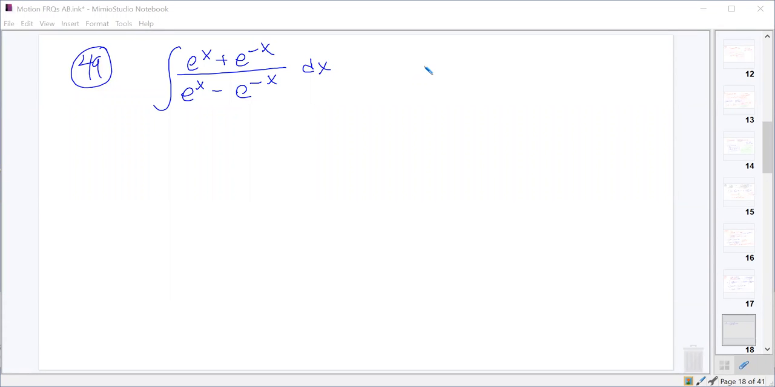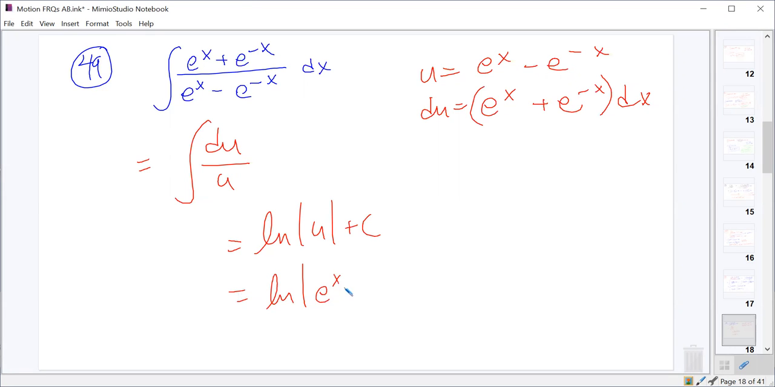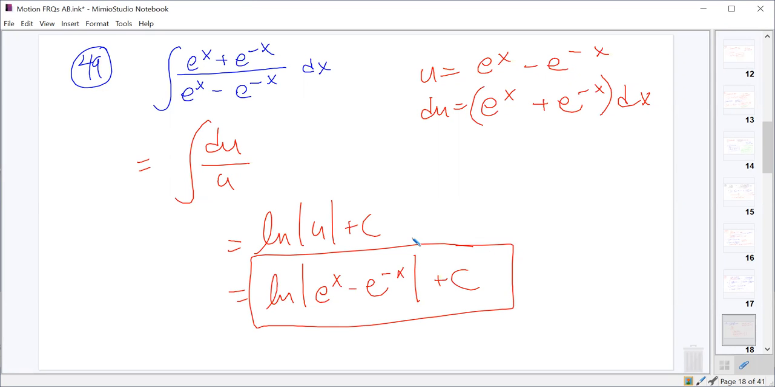U sub. Yeah, we're going to do a u sub: u equals e to the x minus e to the negative x. What's du? Well, the derivative of e to the x is e to the x, and the derivative of negative e to the negative x ought to be plus e to the negative x, which is exactly what we have in the numerator, right? We end up with du over u, or natural log absolute value u, or natural log absolute value e to the x minus e to the negative x, plus your constant. Good or no?